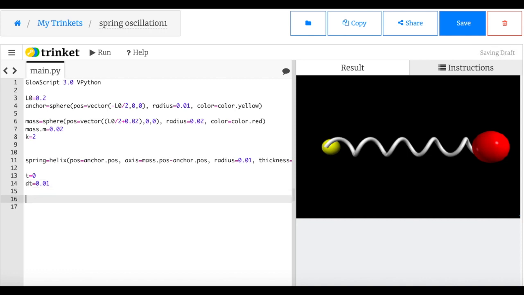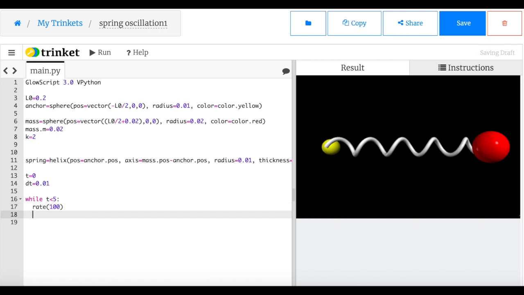Now I'm just going to make a loop, to do those calculations over and over. And let's just say while t is less than 5, I just pick something. Rate 100. So rate 100 says don't do more than 100 calculations per second. And since I'm doing time steps of 0.01 seconds, this would make it run in real time, if it can run in real time.